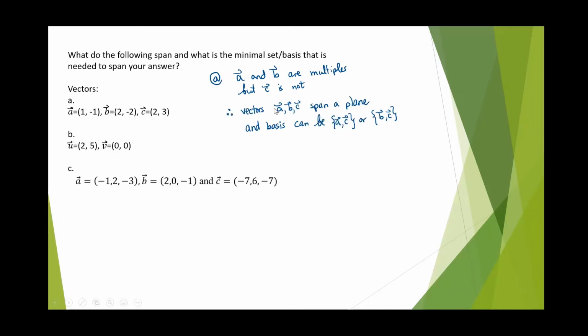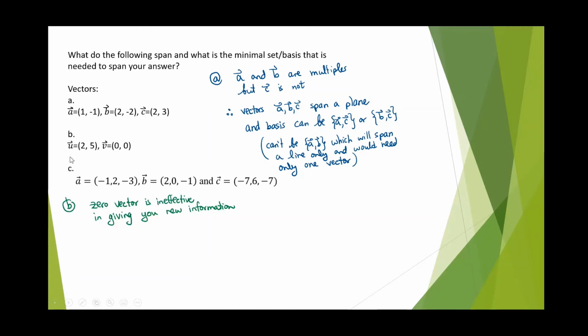So what does this mean? That means A, B, C span a plane. So all 3 of them are on the same plane, but we don't need all three of them as the basis for that plane. So we could say the basis could be just A and C, or we could say B and C. Next. I did want to say one more note here before we do the next question. The basis cannot be A and B, because A and B are multiples of each other, as you saw here, and so they will create only a line, and they will not create a plane.